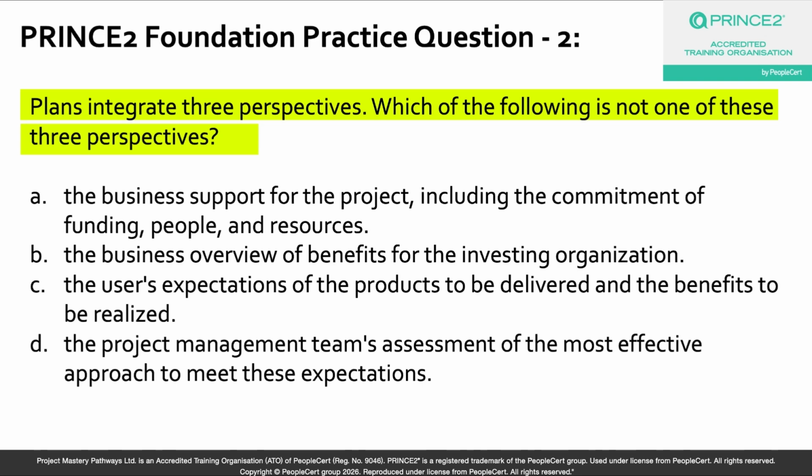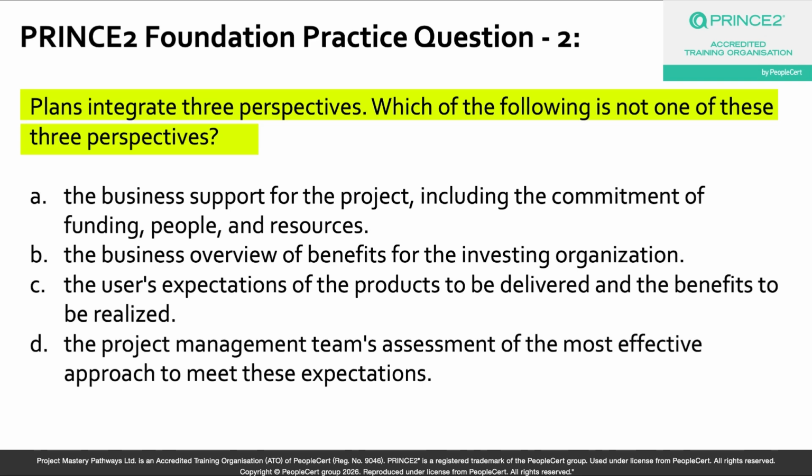Okay, now the question is a which is not type of question. Okay, which is very important for you to understand, because these types of questions are typically called negative type questions in the definition of the PRINCE2 types of questions, which you will get in your foundation exam. Now let's review the options one by one.